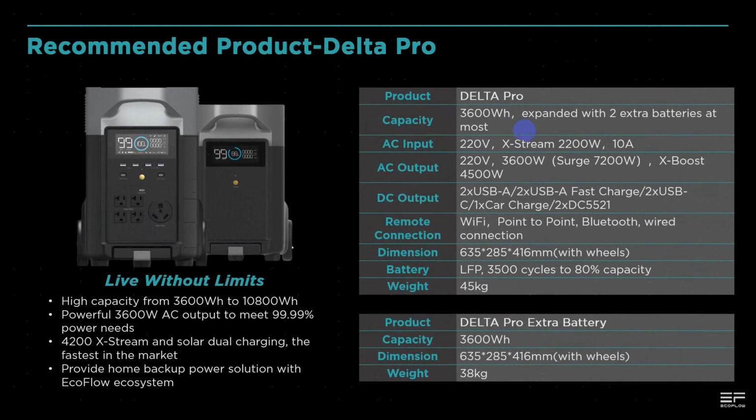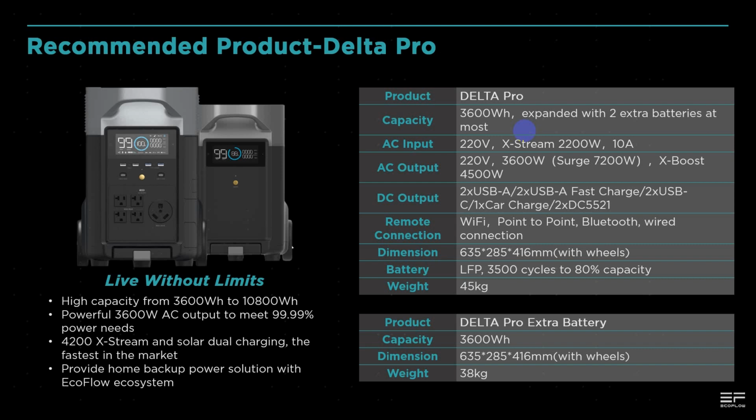The second one is our Delta Pro. The slogan is Live Without Limits. The selling points of these units are high capacity from 3,600 watt-hours to 10,800 watt-hours, powerful 3,600 watts AC output to meet 99.99% of power needs, 4,200 watts extreme and solar dual charging, the fastest in the market, and a home backup power solution with the EcoFlow ecosystem.